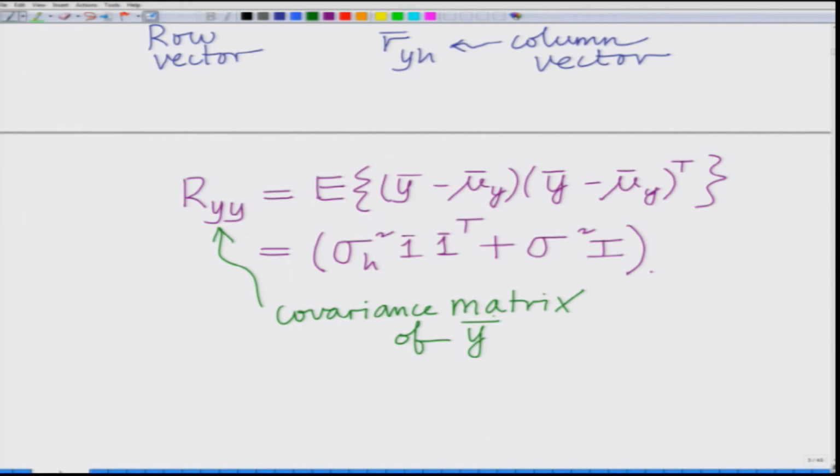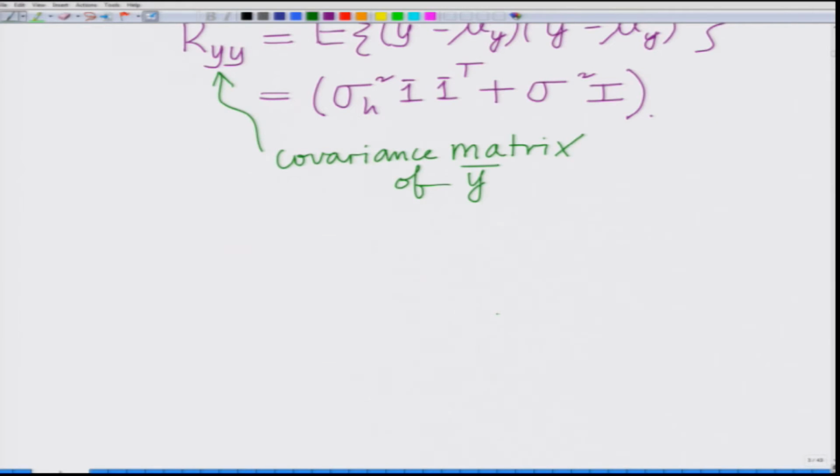This quantity is the covariance matrix of the observation vector y bar. Okay. So now we have all the ingredients: we have the variance of h, we have the cross covariance of h comma y, and we have the covariance matrix of y bar. So now we are going to substitute this and derive the expression for the MSE.